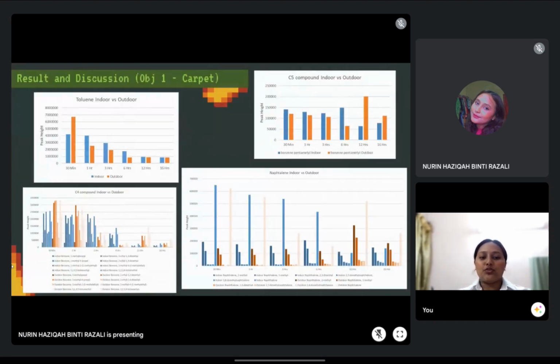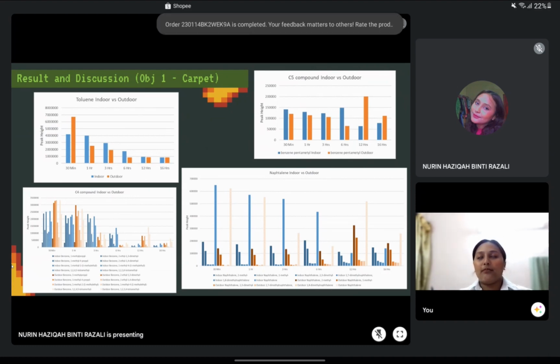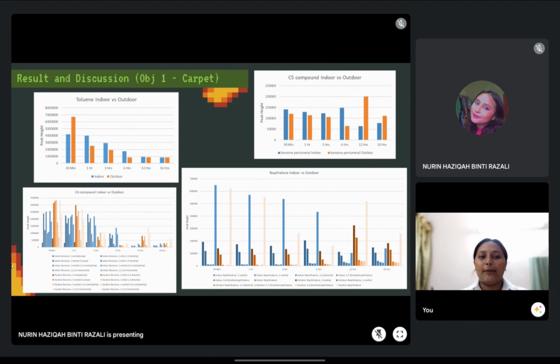Here is the graph that shows the difference of the peak height of the compounds between indoor and outdoor conditions. Based on this graph, it clearly shows that the higher molecular weight compounds such as C4 and C5 and also naphthalene compounds seem to have a higher peak height, especially at 12 hours and 16 hours interval at outdoor and indoor.